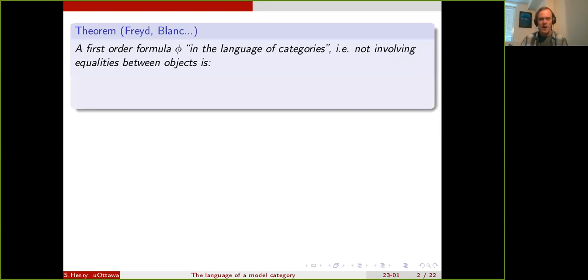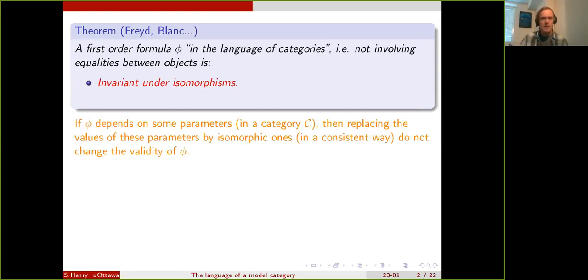So this is a theorem in category theory that has been proved several times by several different people. So I know a version of Freyd and a version of Blanc, but I'm sure there were other versions in history. And it says that if you have a first order formula in a certain language that I will just call the language of category, which in particular should not involve the equality between objects, then this formula about categories and objects of a category is automatically invariant under isomorphism.